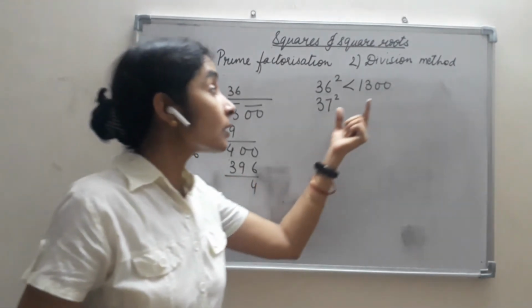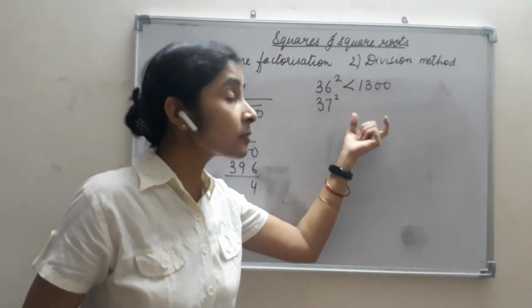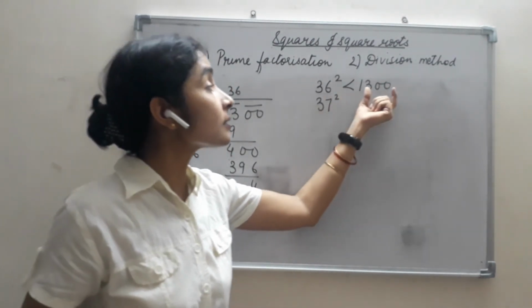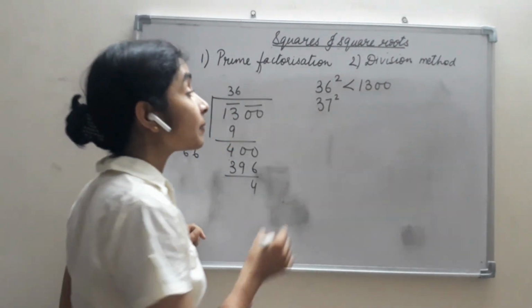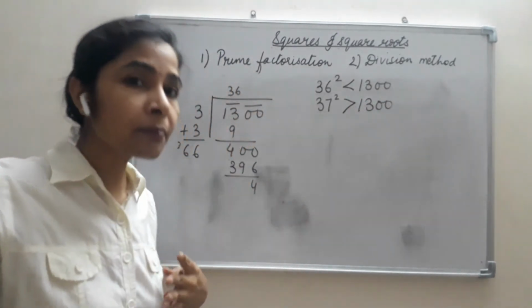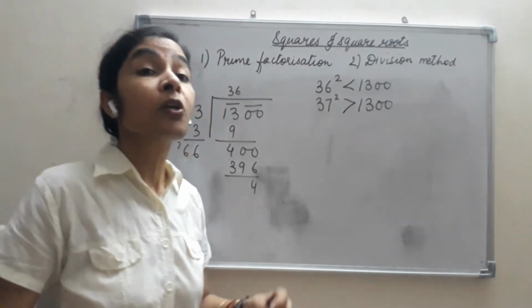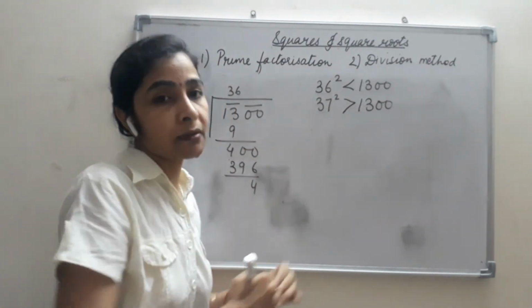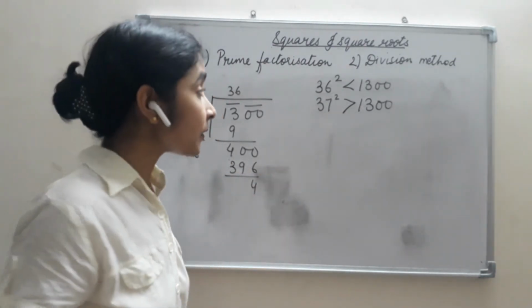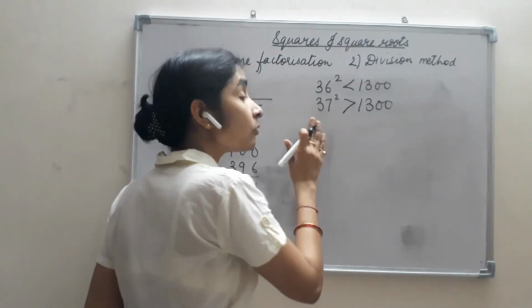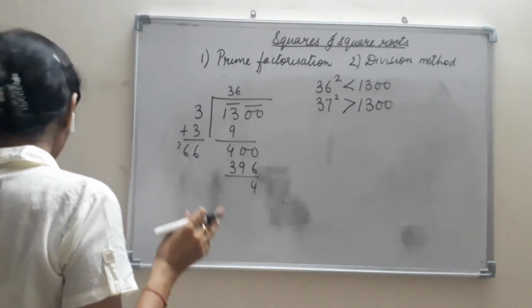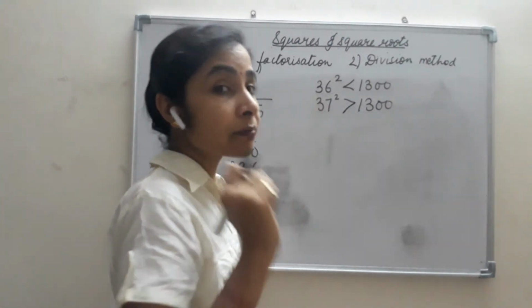So that means the number which should be added to this particular number to make it a perfect square, we can get if we subtract this number from the square of 37. Why? Because the square of 37 is greater than 1300. We have many numbers whose squares are greater than 1300, but we want the next possible number, because we want the smallest number that should be added to this number to make it a perfect square. So we will find out the square of 37, and from that we will subtract 1300, and that number should be added.